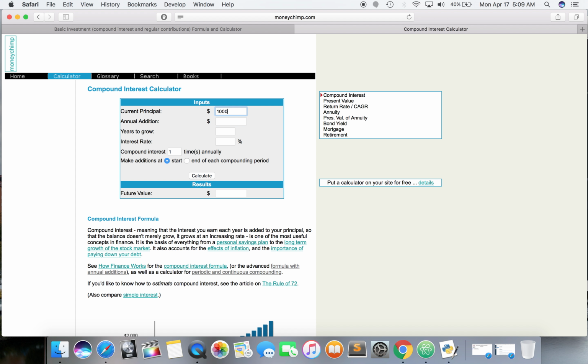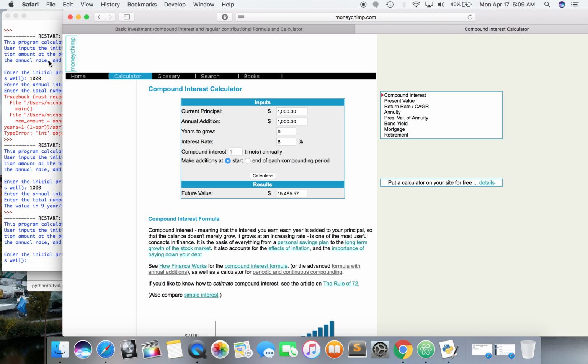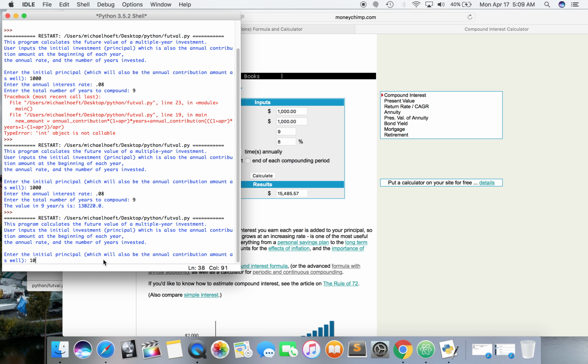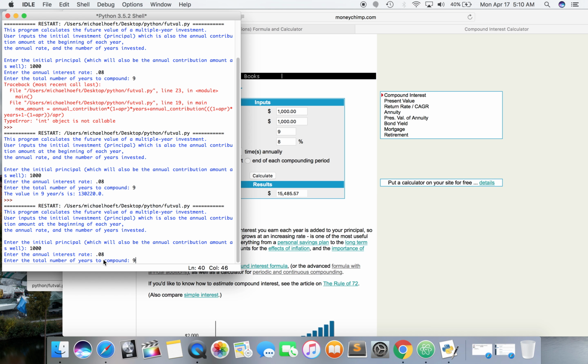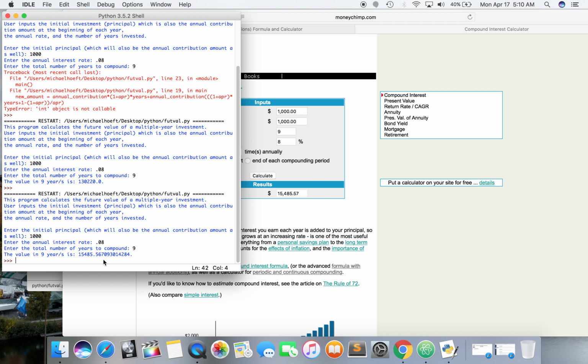So let's try it. Let's do 1,000, 0.08. Oh, no. Let's do 9 again. I think it's like 15 grand in that camp. One time annually at the start of each compounding period. Yeah, 1545.57. Okay, so let's do the same thing here. Annual rate is going to be 0.08, 9, 15,485. Bam, we got it.